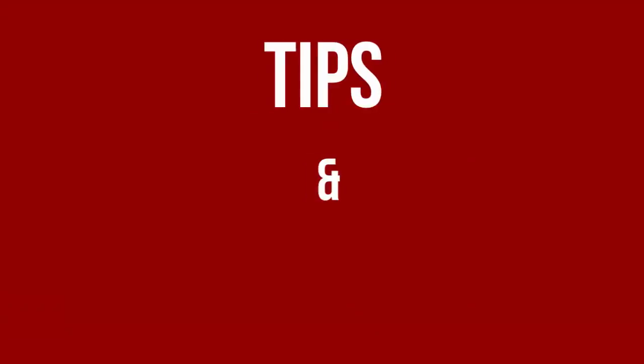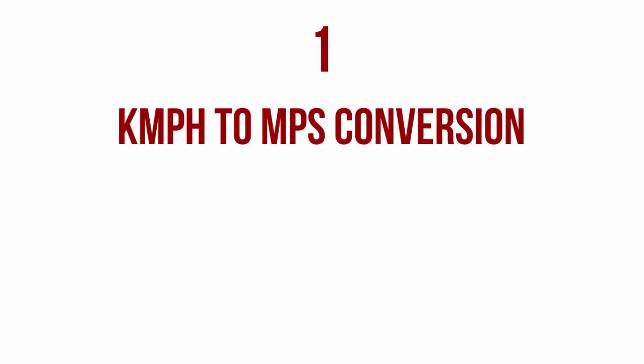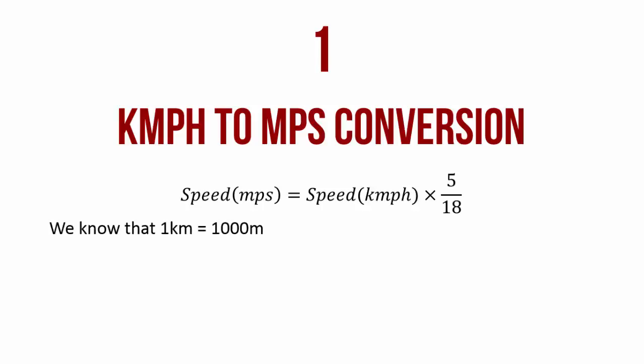Let us look at some tips and shortcuts for solving a time, speed and distance problem. The first one is converting something from kilometers per hour to meters per second. The shortcut formula is that speed in meters per second is equal to speed in kilometers per hour multiplied by 5 by 18. This is a very easy shortcut formula. You could probably have used it to solve the previous question also. Let us see how we get this formula.